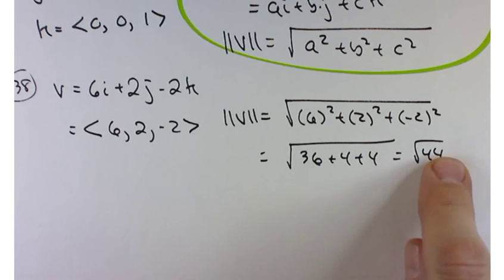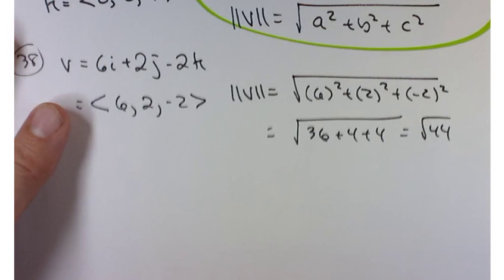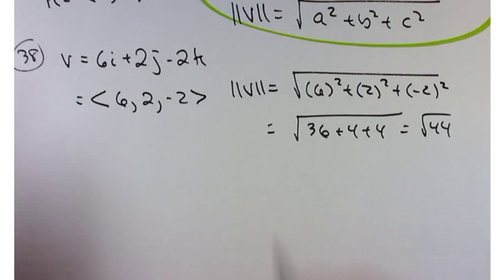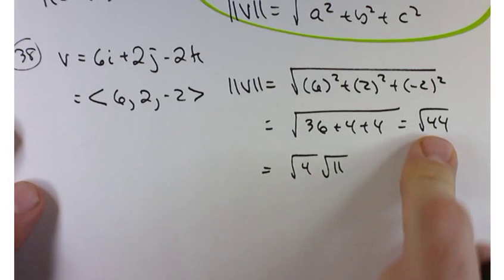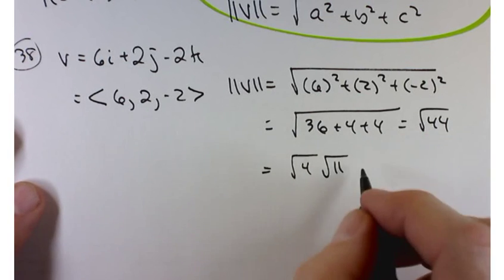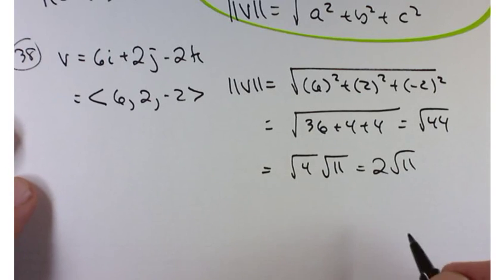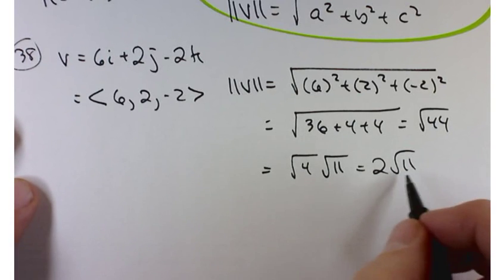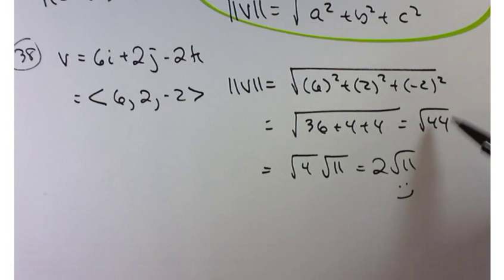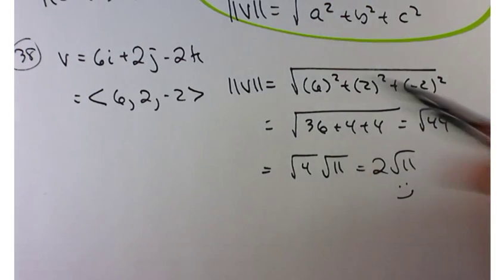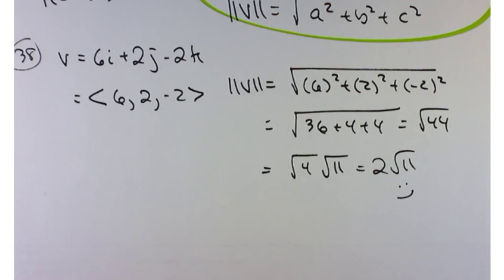Now, I'm happy with it like this. If you check your answer in the back of the book, sometimes you'll see something a little different. What they're going to do is factor out the largest perfect square that they can, and then they'll write this as 2 square roots of 11. I don't care. If you write it like this, occasionally maybe you'll pick up an extra credit point, but I wouldn't worry about that. My goal here is to figure out if you know how to find the length of a vector. So that's it. Looking good on 38 so far.